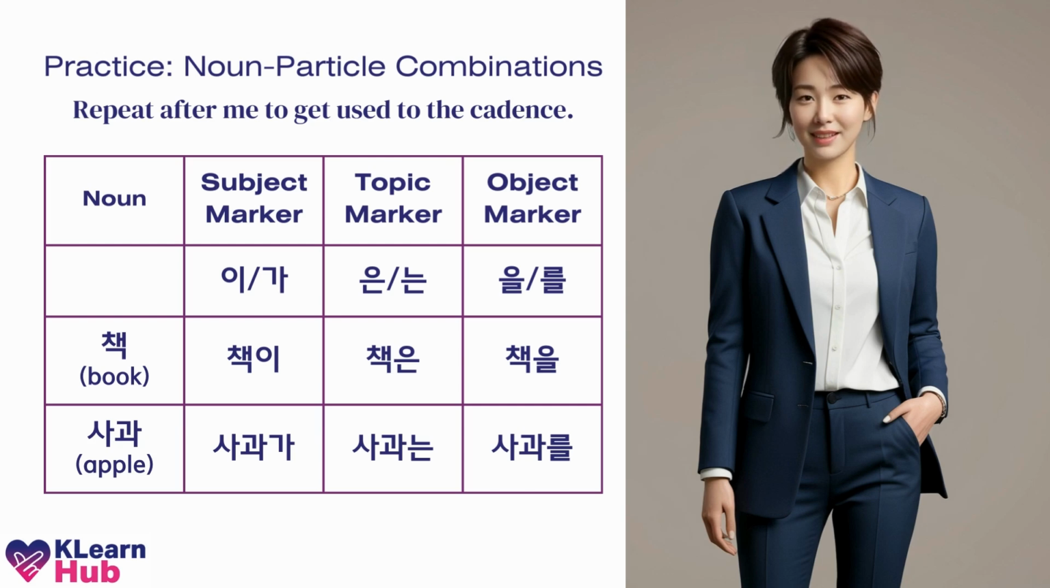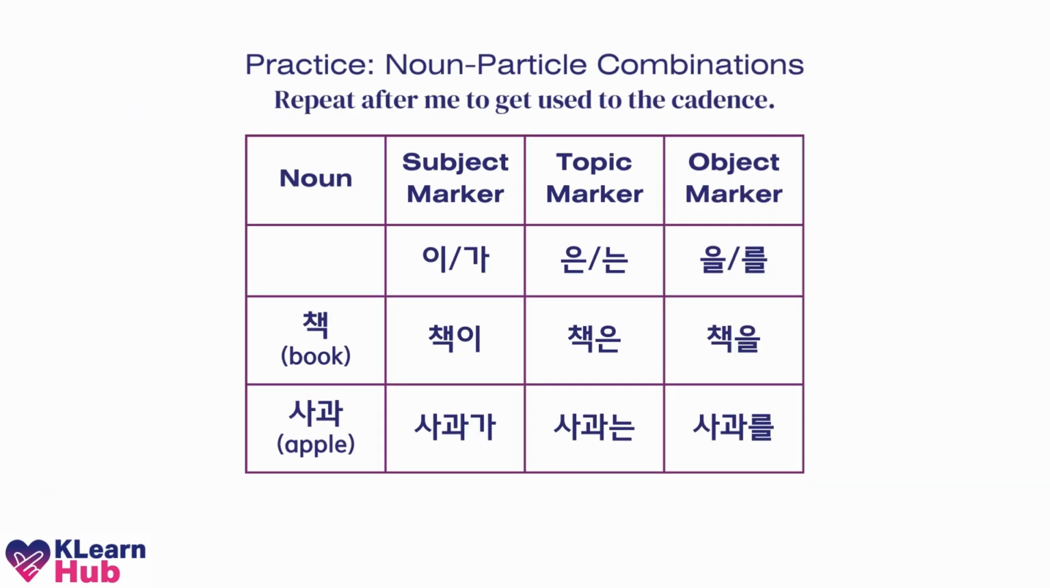Let's practice combining nouns with particles to build our cadence. Repeat after me to get used to the cadence and pronunciation. At the top of the table, we have the noun, followed by the subject, topic, and object markers. Let's start with the Korean word for book, which has a consonant ending, and add each particle to pronounce. 책, 책이, 책은, 책을. Now let's repeat for the Korean word for apple, which has a vowel ending. 사과, 사과가, 사과는, 사과를.